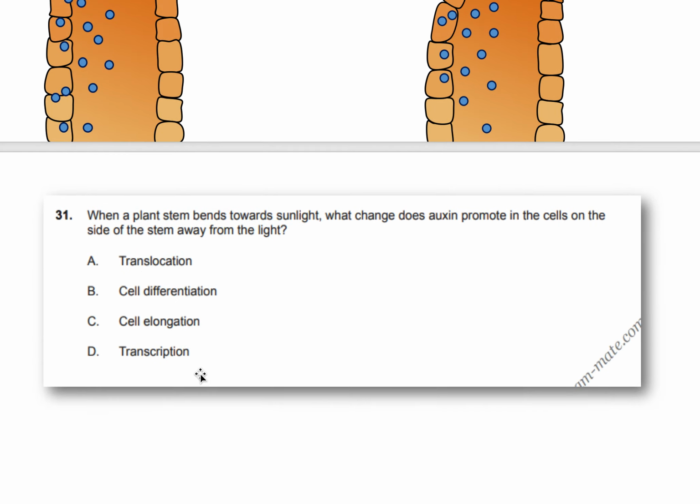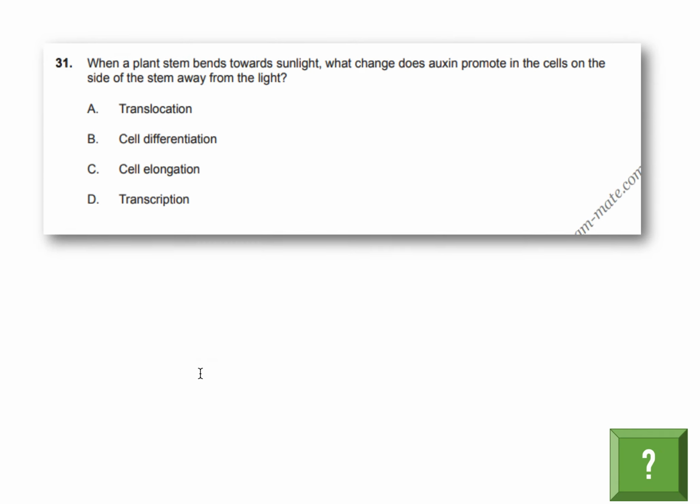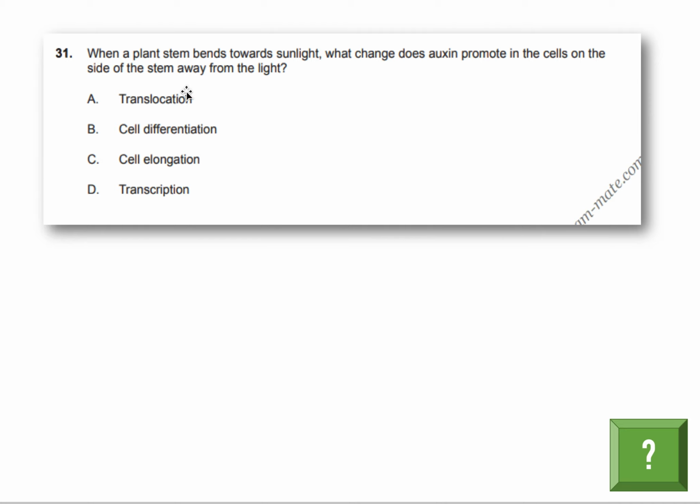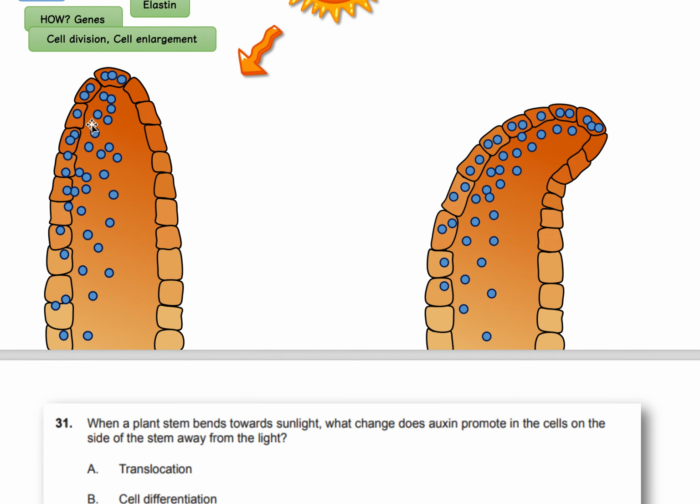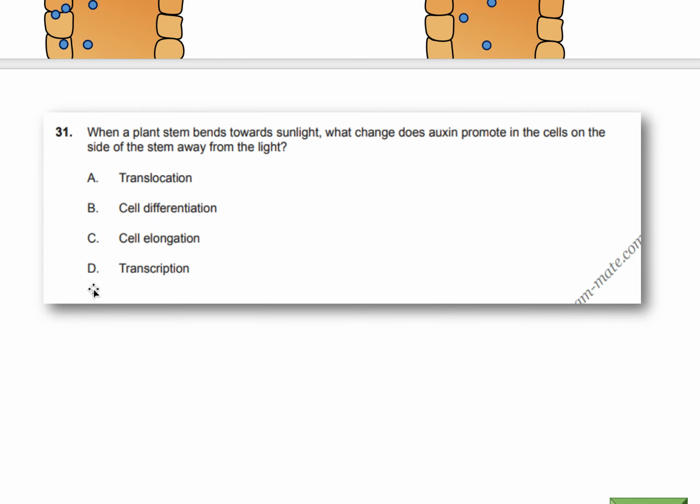Okay, next one. You'll notice that a lot of these questions are going to be based on auxin. There's only going to be some questions in the next few videos that will be on anything else because auxin seems to come up so much on the exams. That's why I found so many questions of it, okay? So when a plant stem bends towards sunlight, kind of what we just looked at, what change does auxin promote in the cells on the side of the stem away from light?